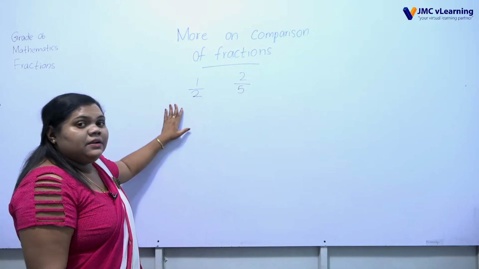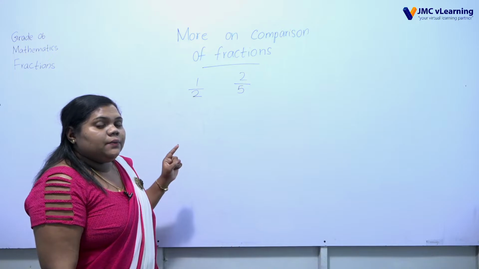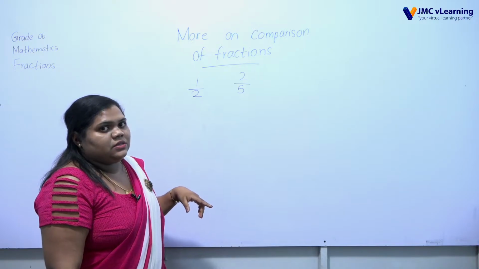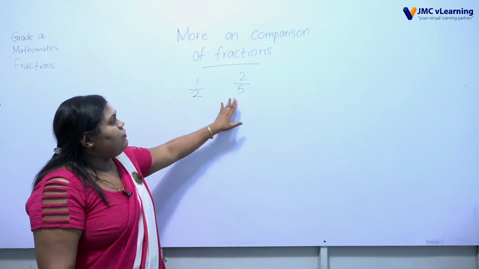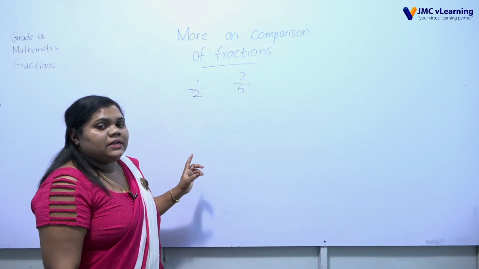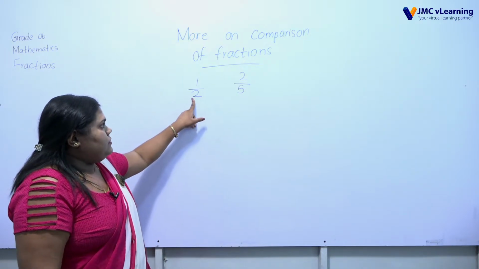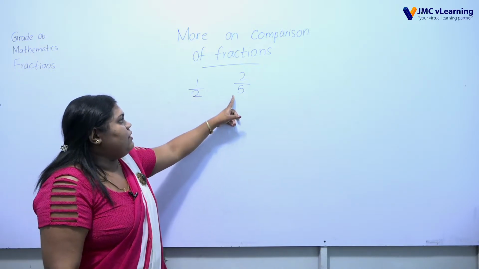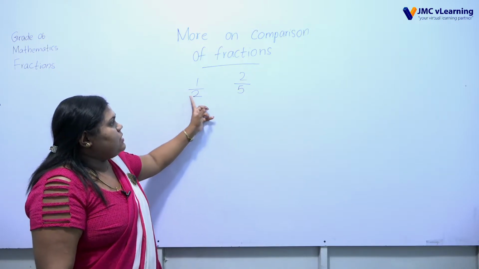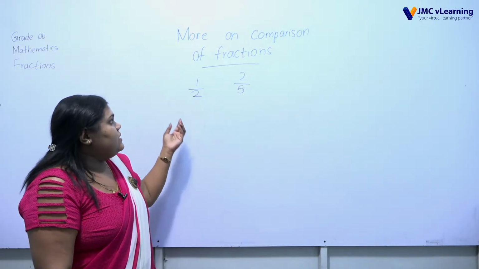Okay, now my children, we have earlier learnt about equivalent fractions. Now we are going to find the common denominator, and then we can compare these two easily. Okay. Now 2 and 5. We are going to write equivalent fractions. It means the two denominators must be the same. Then when the denominators are equal, very easily we can compare them.